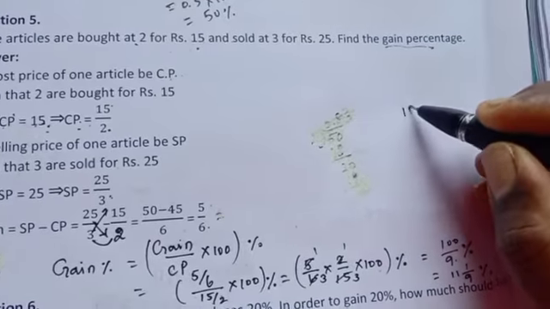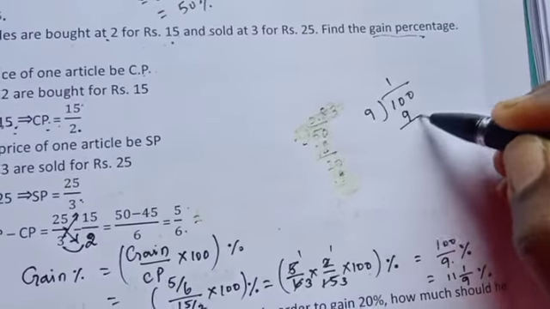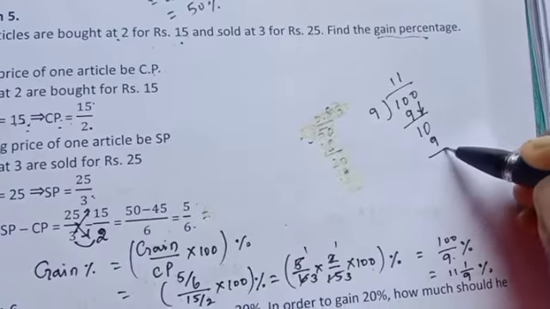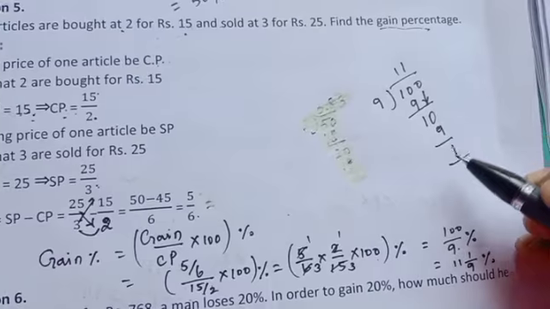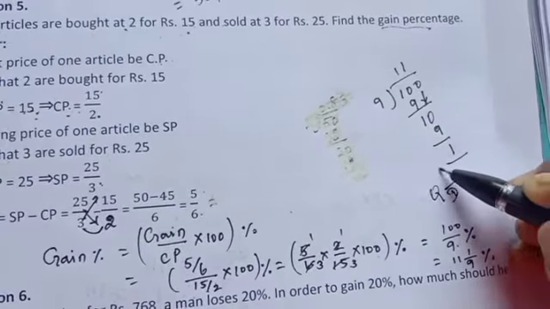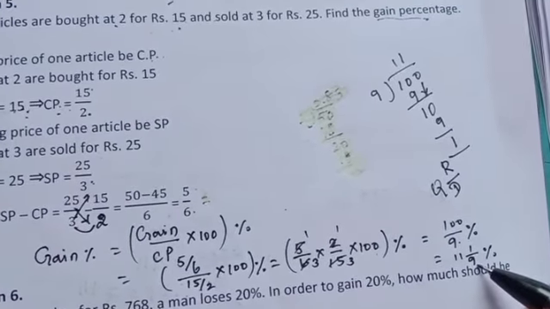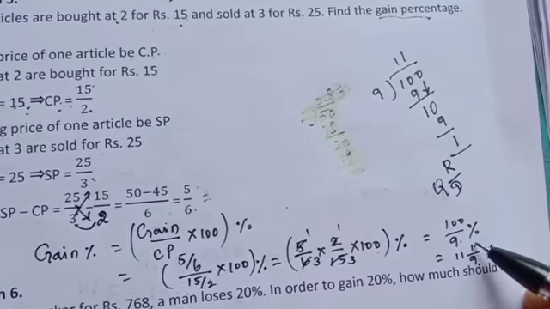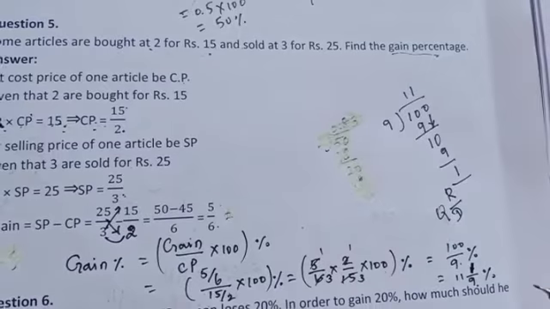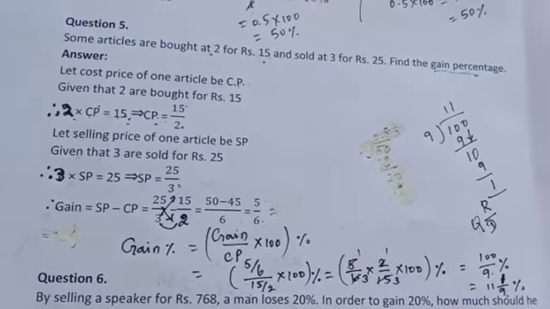Now 100 by 9. 100 divided by 9. 1 9 is 9. Balance 1. Bring down the next digit. Then again 1 9 is 9. Balance 1. So you have to make it as a mixed fraction. How do you write a mixed fraction? Quotient, divisor, remainder. Quotient is 11, divisor is 9, remainder is 1. So 11 1 by 9 percentage. Gain percentage is 11 1 by 9 percentage.